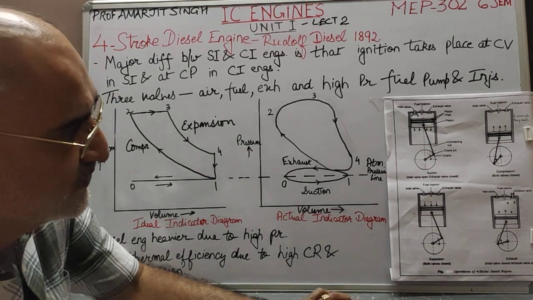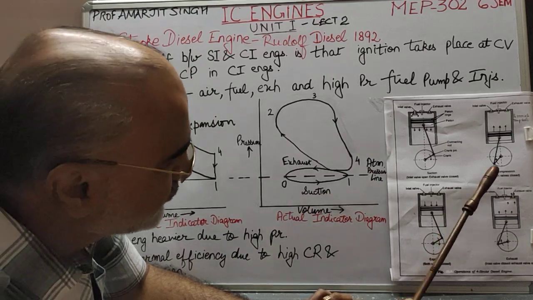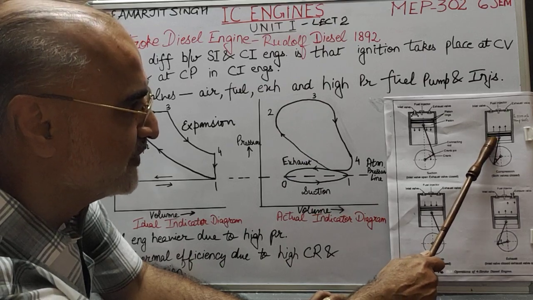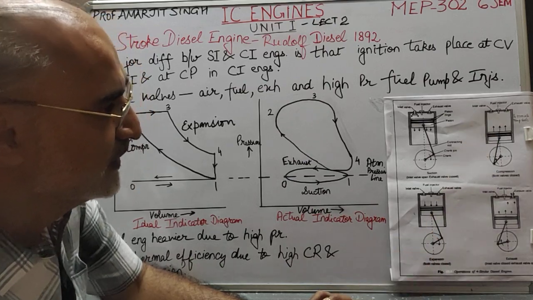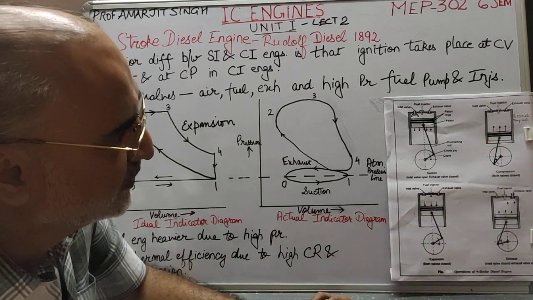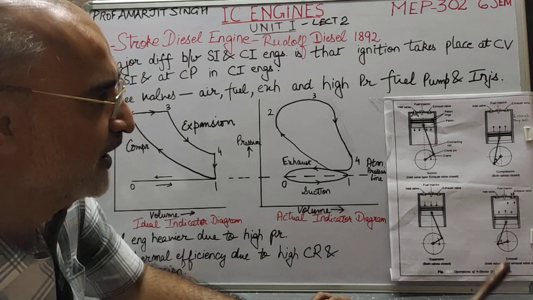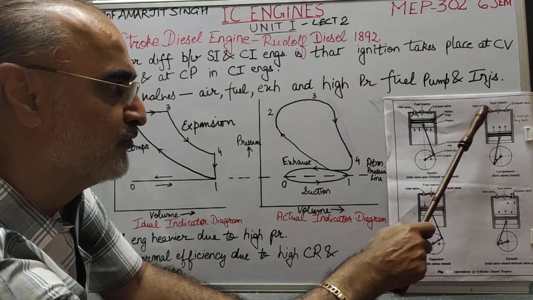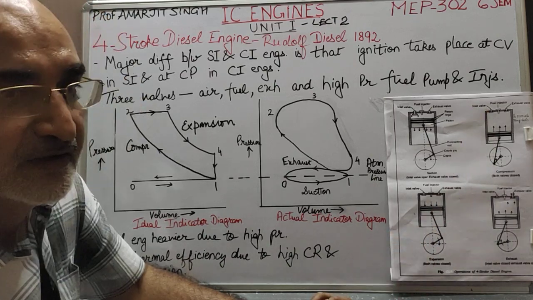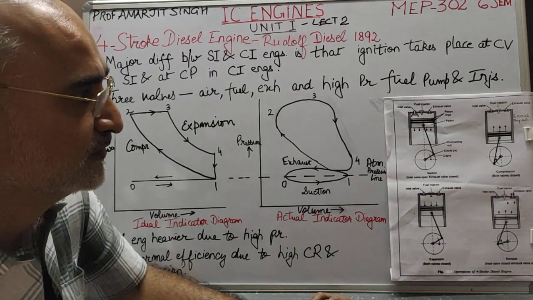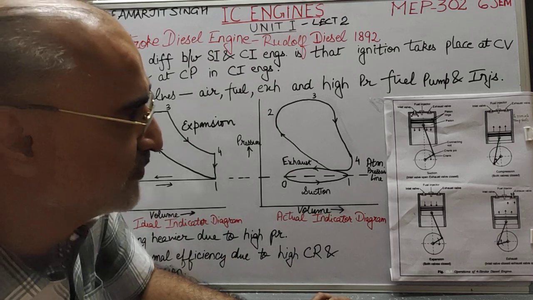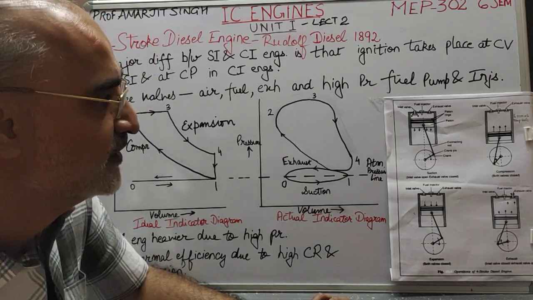The next stage, as we know, is the compression stroke. Here the piston moves from the bottom dead center to the top dead center. Both the valves, the inlet as well as the exhaust valve, will be closed, and the air which was inducted during suction is compressed to a very high degree, raising its temperature to as much as 600 degrees centigrade, and even the pressure would be around 3500 kilopascals.